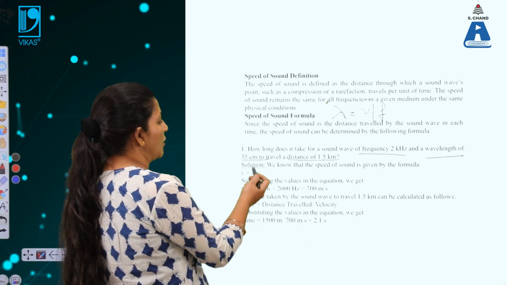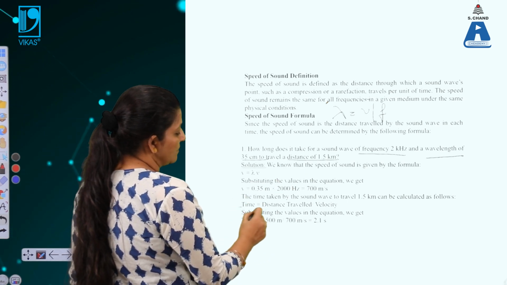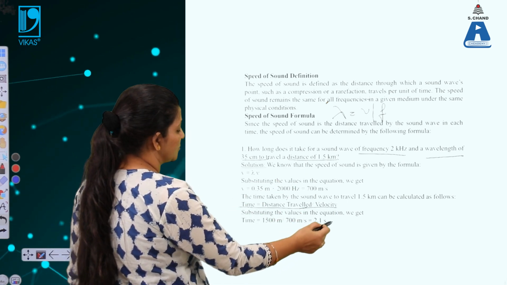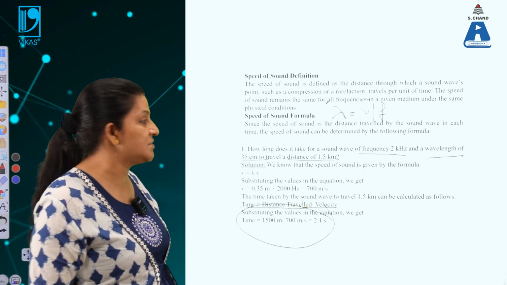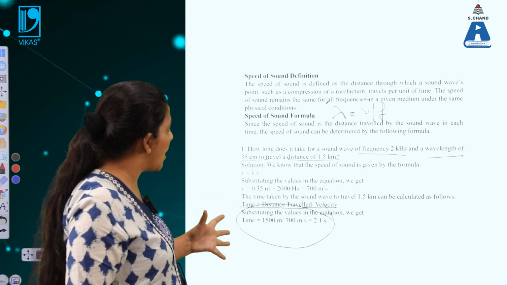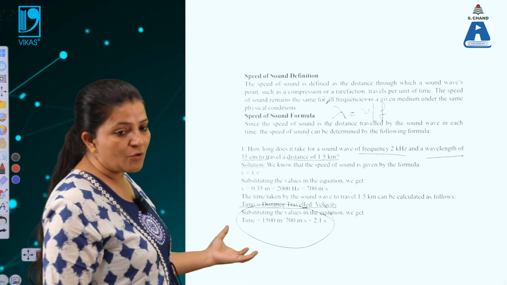Now we want to calculate the time. How long will it take to travel? The time is equal to distance divided by velocity. So by substituting these values, we get the time as 2.1 seconds. That means the sound waves travel with this much speed.